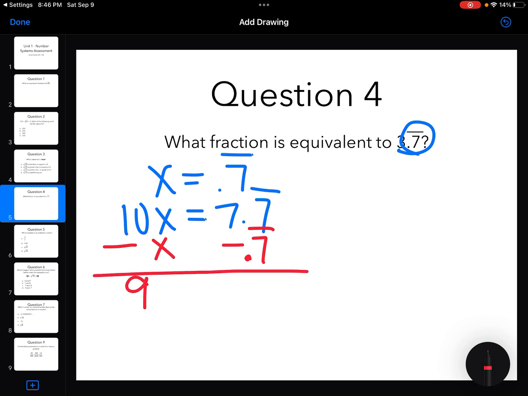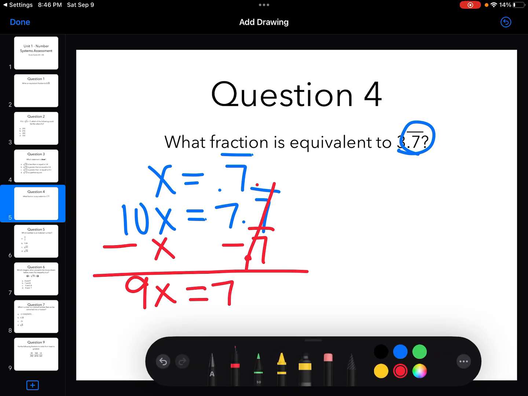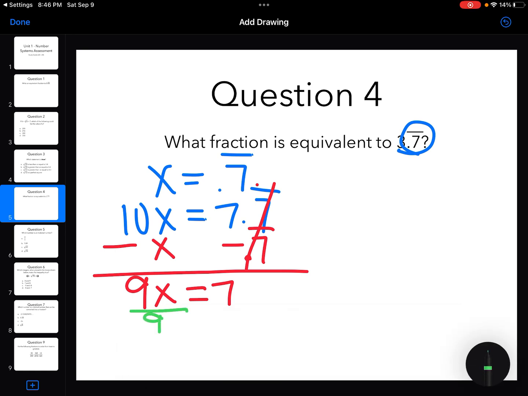So I end up with 9x equals 7. I'm going to divide by 9 on each side because I have a one-step equation now. And so x equals 7/9. So if I was going to rewrite this, I would have 3 and 7/9.